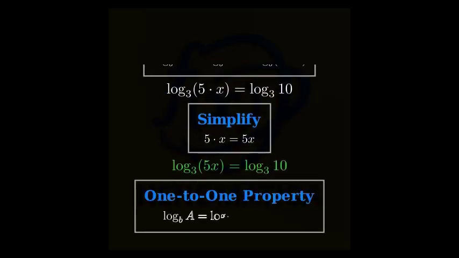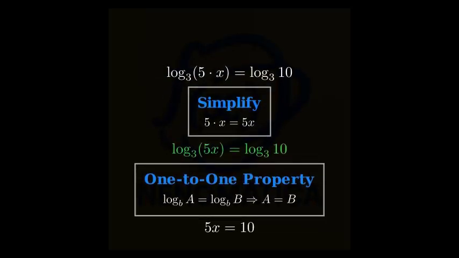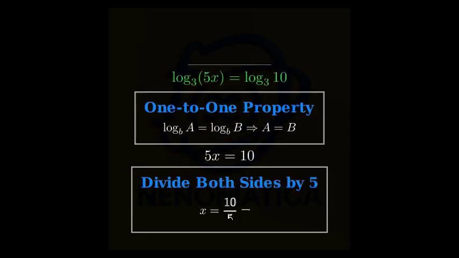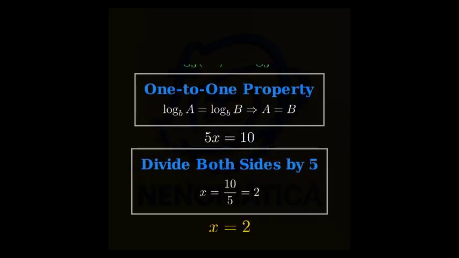Step 3. Use the 1-to-1 property to equate the arguments. Step 4. Divide both sides by 5 to get x equals 2. Since x must be positive for the logarithm, x equals 2 is valid.